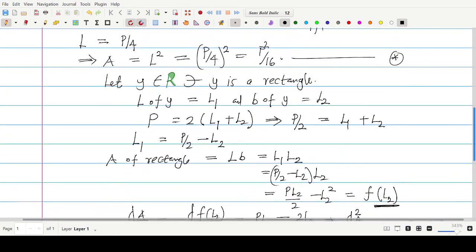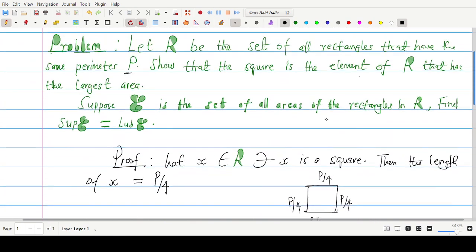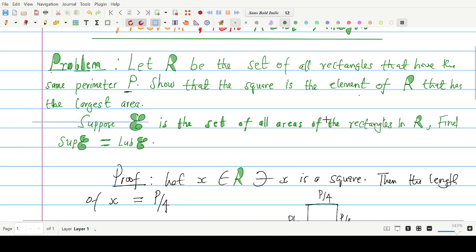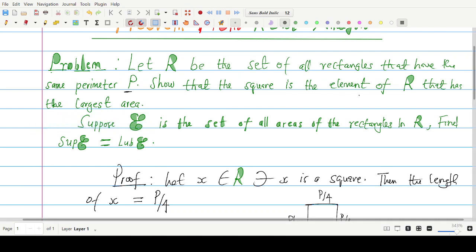What we want to do now is go over to the next. Suppose the symbol entity, I mean this symbol over here. Now, suppose that the symbol entity is a set of all areas. This time around, we are not dealing with the rectangles, or rather, we are dealing with the areas, that is numbers. It's a set of all areas of the rectangles in the set arrow. Find the supremum, that is the least upper bound of that entity. All right. So how do we get the least upper bound?